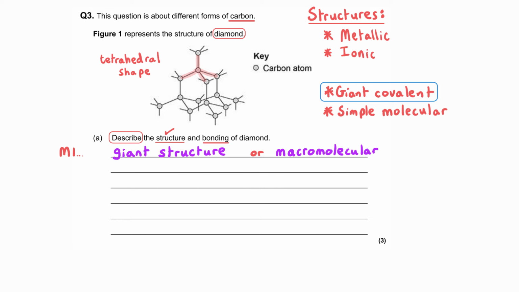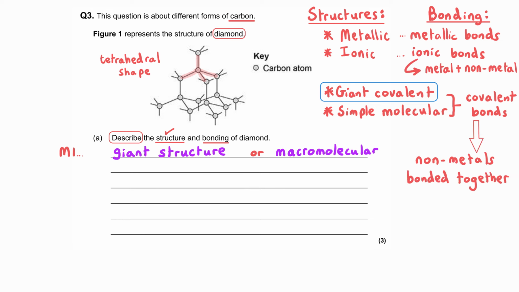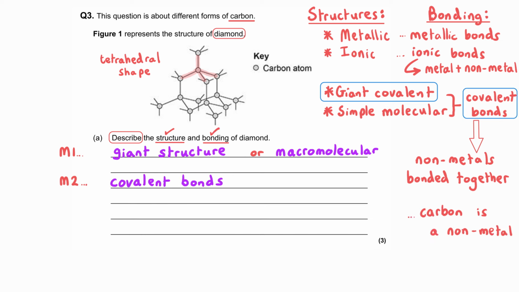And then when it comes to the bonding, there are 3 types of bonding that it could be. There is covalent, ionic, and metallic. And everything made from only non-metals will be covalent. And so that means that diamond will be made of a giant structure held together by covalent bonds. And so the covalent bonds would be the second marking point.